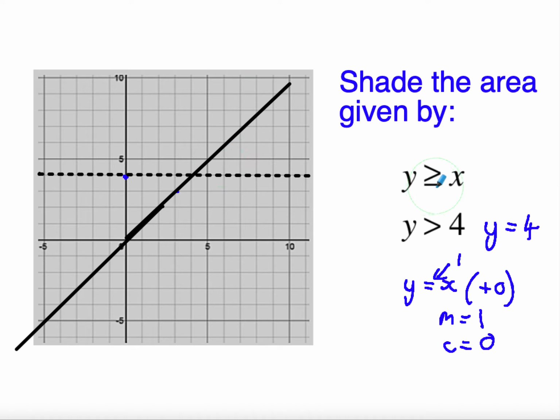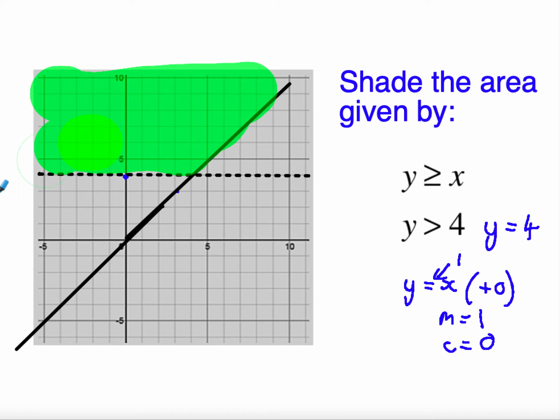And I want y to be bigger than or equal to x. If this is the line y equals x, then everything above it is where it's greater than. So therefore, the part of the line that satisfies both of these criteria is this part here. And that's the part of the graph I'm interested in.